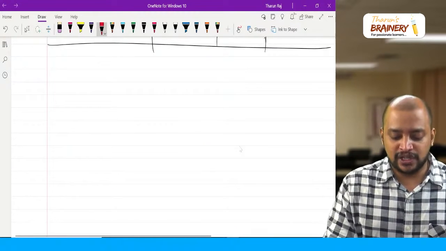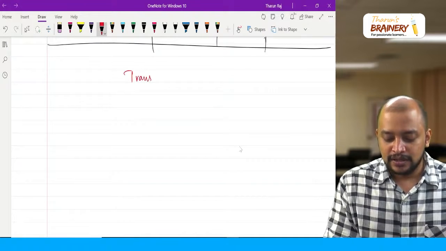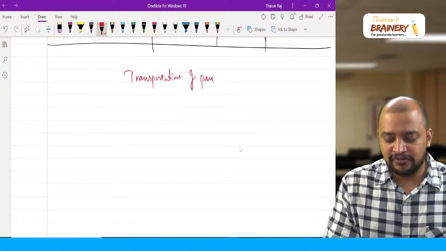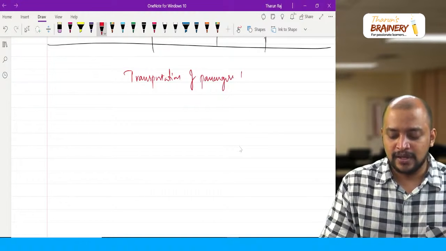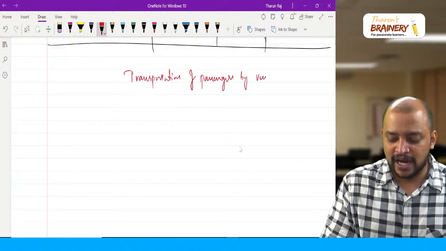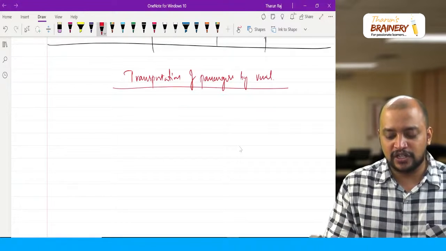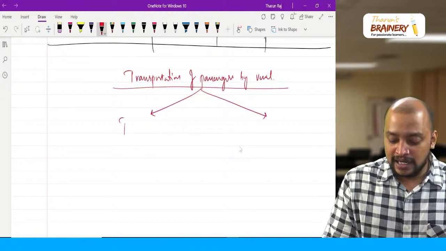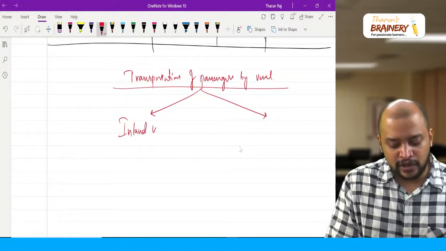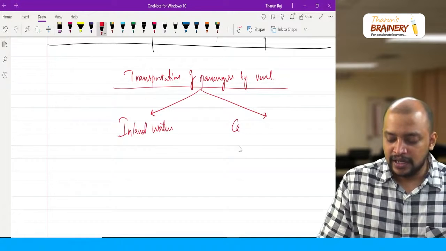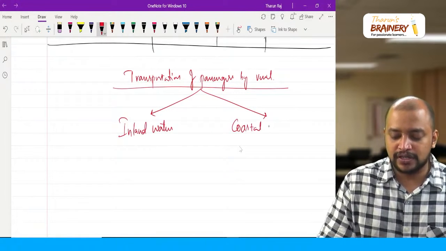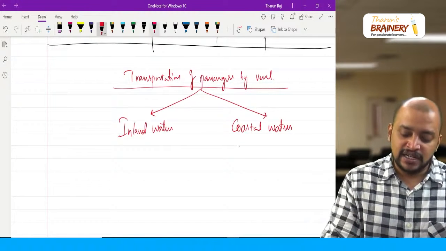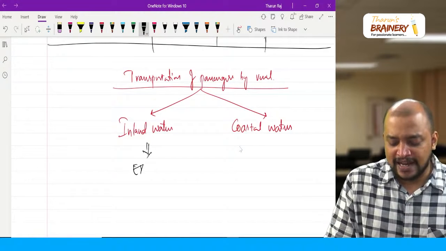Transportation of passengers by vessel is divided into two, that is inland waters and coastal waters. Inland waters means what? Rivers. Coastal waters means seaways. Inland waters is always exempted.